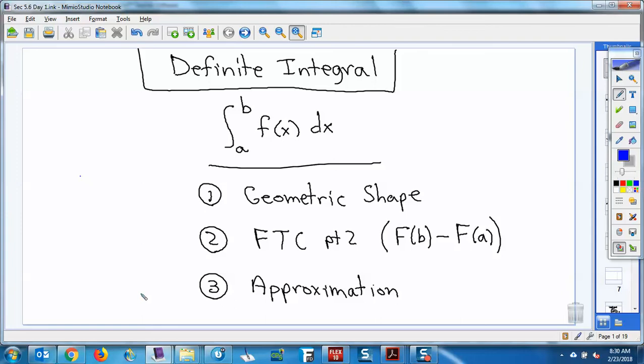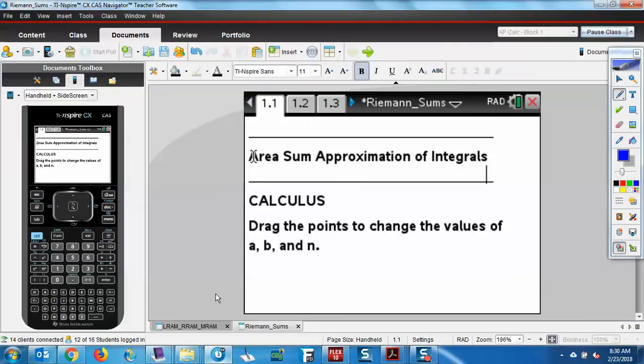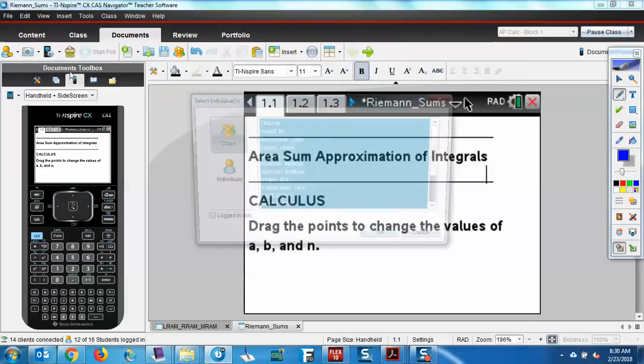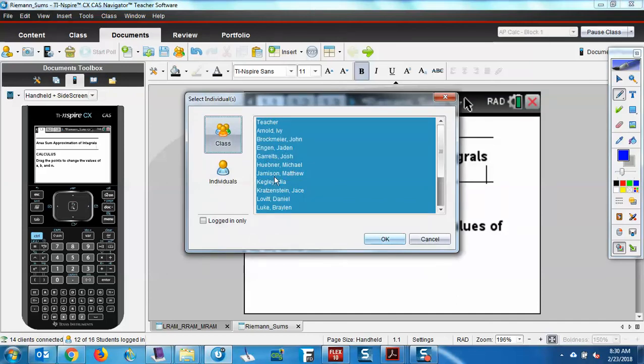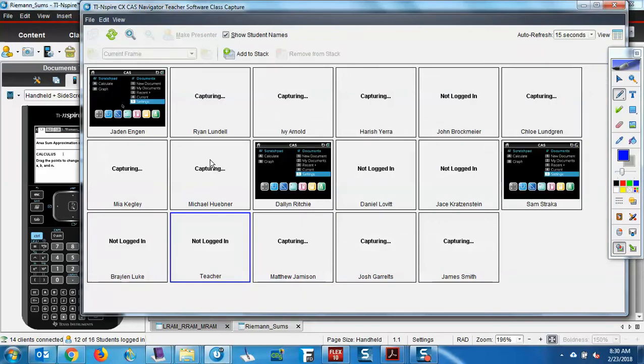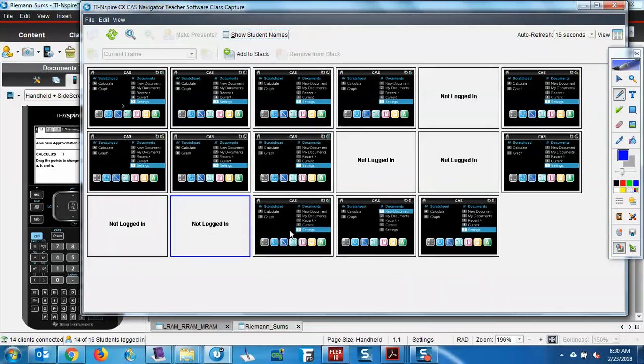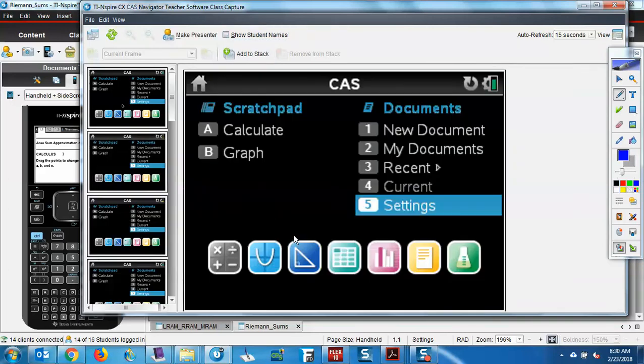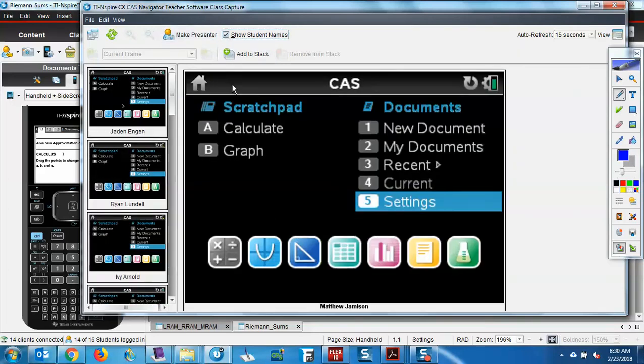However, let's go to our calculators. Not everybody's logged in yet, but who wants to be the presenter? Take off the names. Who's that? Matt.